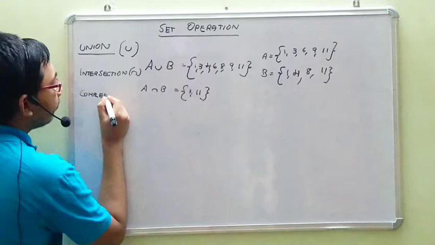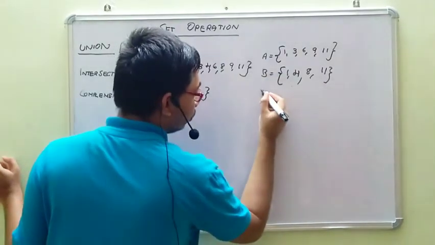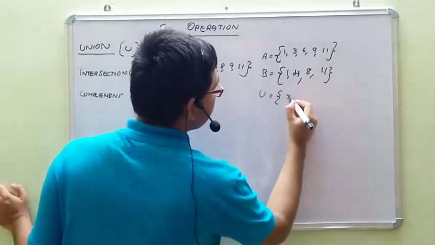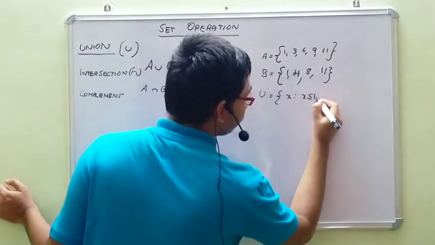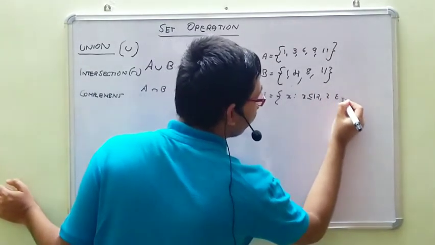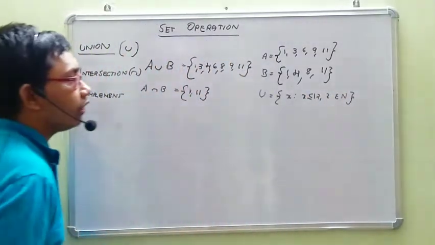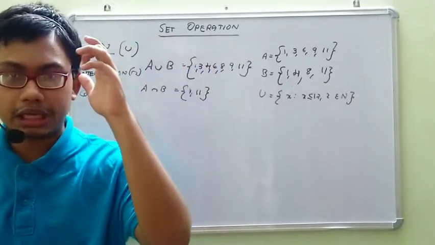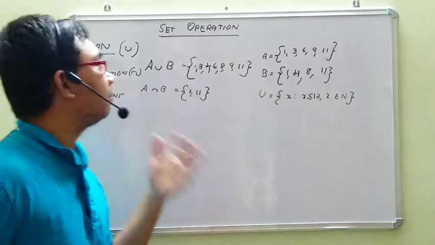To get the complement, as you know, we have to define U. A universal set is the set of all elements X such that X is less than or equal to 12 and X is an element of N. Then it will contain 1, 2, 3, 4, 5, 6, 7, 8, 9, 10, 11, 12. That's all.